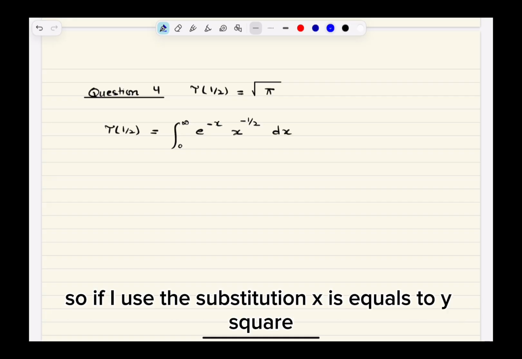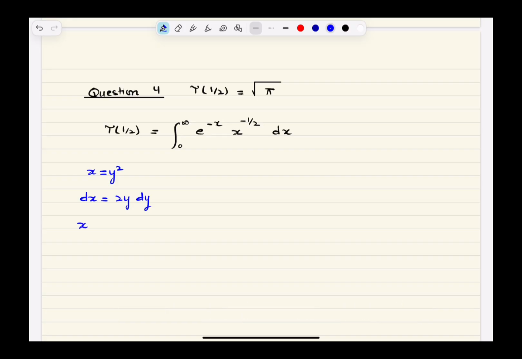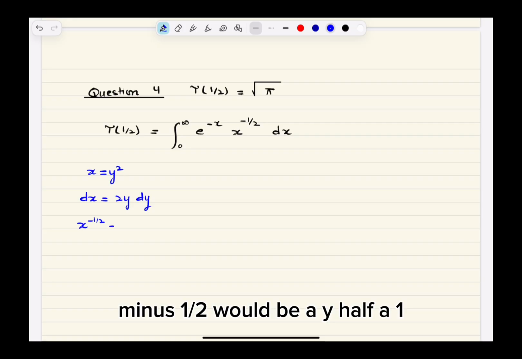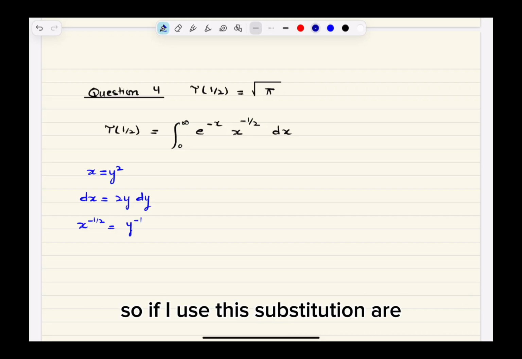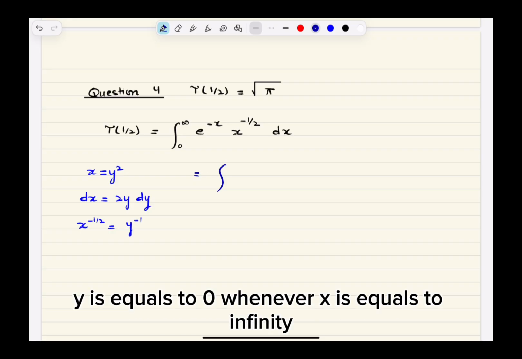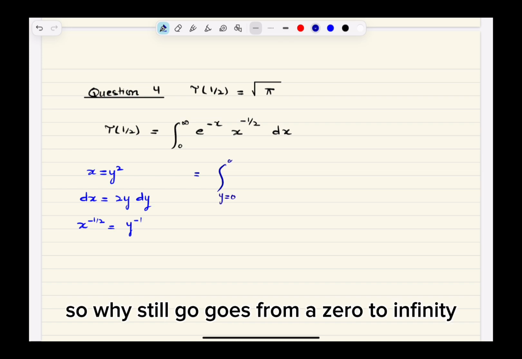Okay, so if I use the substitution x is equal to y square, I'll get dx is equal to 2y dy. And x to the minus half would be y to the power 2 multiplied by minus half, which is just y to the minus 1. Whenever x is equal to 0, y is equal to 0, and whenever x is equal to infinity, y is equal to infinity. So y still goes from 0 till infinity.